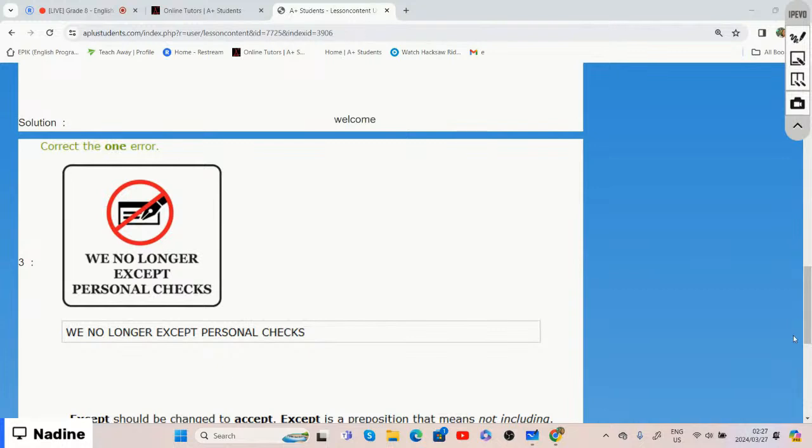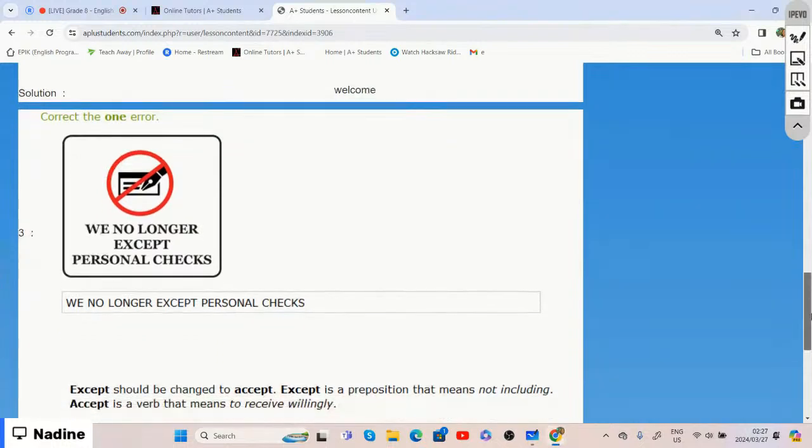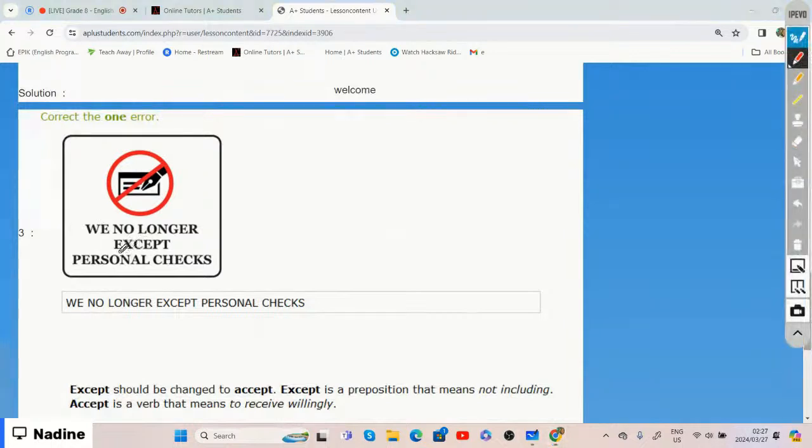All right, and if we were to correct it, then we say we no longer accept. So this word accept, remember we said accept is like saying we don't include you, right? So we can say we no longer accept personal checks. Even this word is supposed to be check, isn't it? So check.